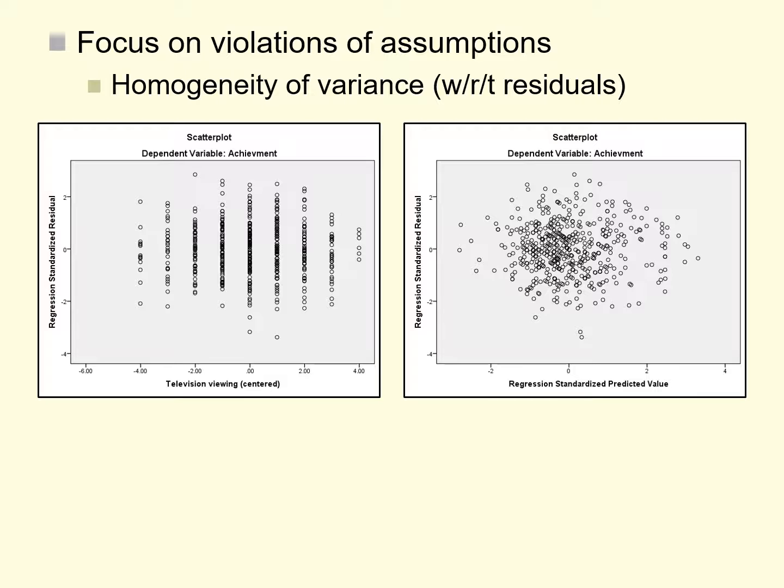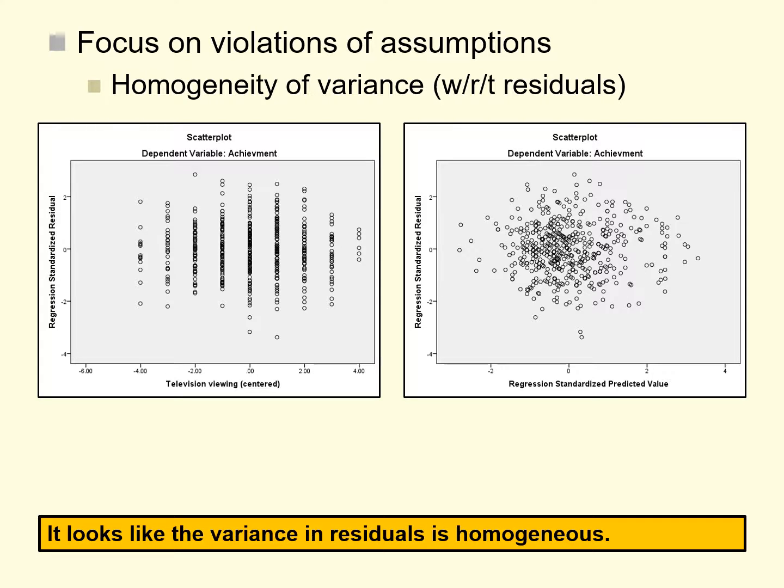That would be concerning, because it would suggest that the level of error, the distribution, or the margin for the residuals, gets much bigger at some levels of prediction than it does at others, or at some levels of our predictor variable than it does at others. We don't see a ton of evidence for that here, which is good, because it suggests that we can retain our assumption that the variance of the residuals is homogeneous, or roughly homogeneous.